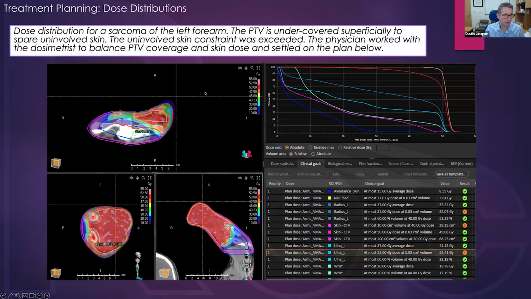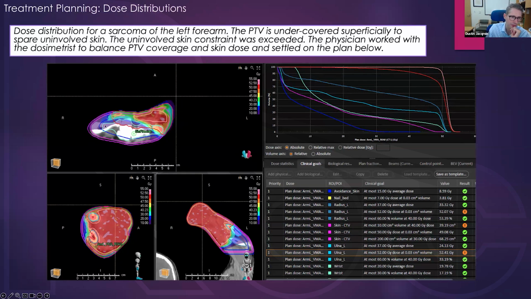All right, so just a couple examples of sarcoma dose distributions before we finish up here. We have this left forearm case, and you can see that the PTV is undercovered superficially to spare uninvolved skin. This is one of the things the physician wanted to do. You can see here we have a skin minus CTV, and that's this area outside of the PTV here. There is part of the CTV that does go to the skin, but not all of it. And so the physician wanted to preserve a lot of this pink area.